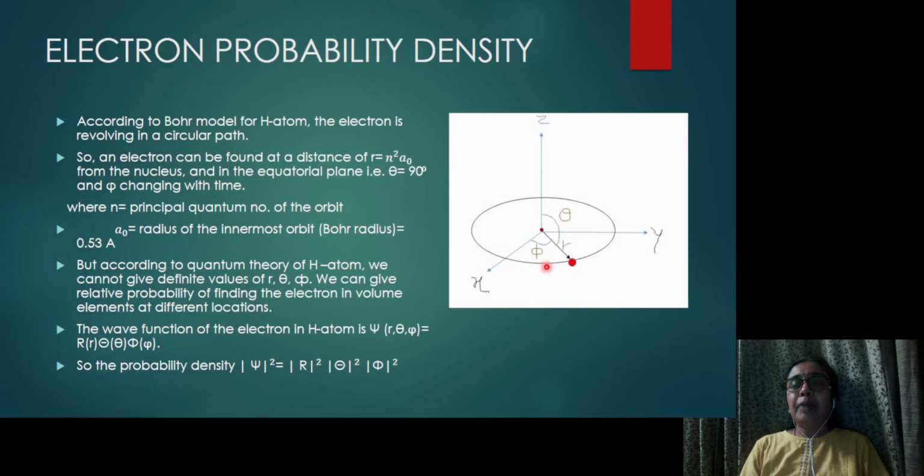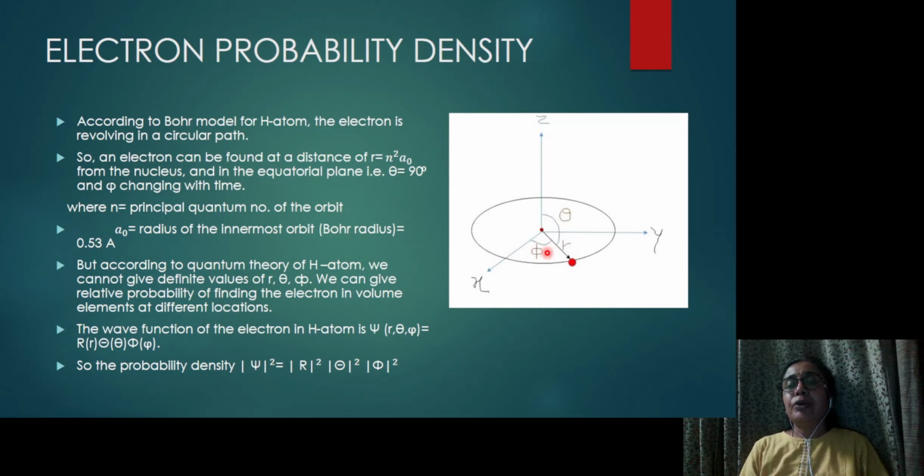So the orbital plane of the electron is fixed in this case. This is the xy plane. So the electron is moving in the equatorial plane. So theta is equal to 90 degrees and phi is changing with time as shown in the diagram. So theta, that is the angle made by the position vector with the z-axis, is 90 degrees, and as the electron moves in this orbit, the phi angle keeps on changing.